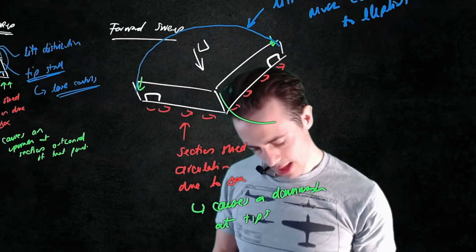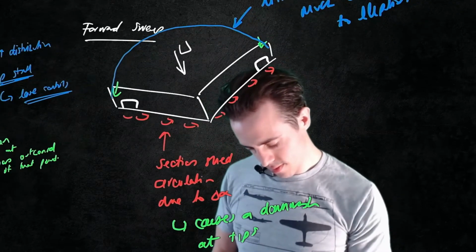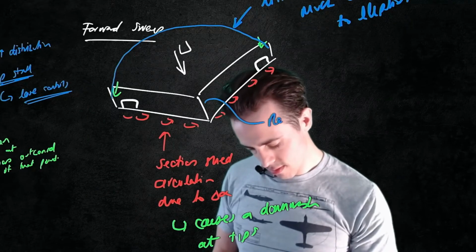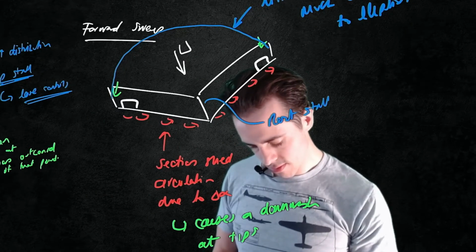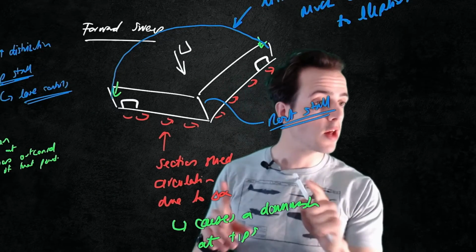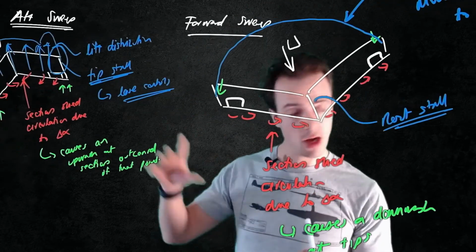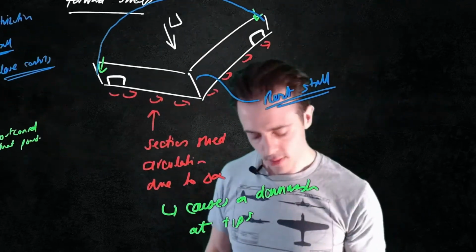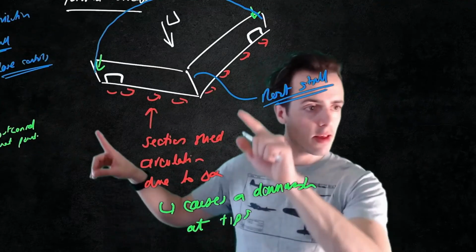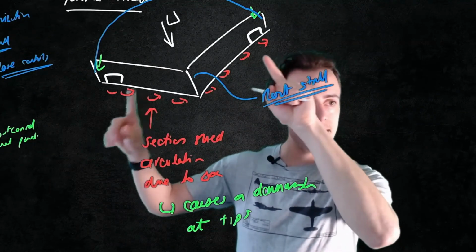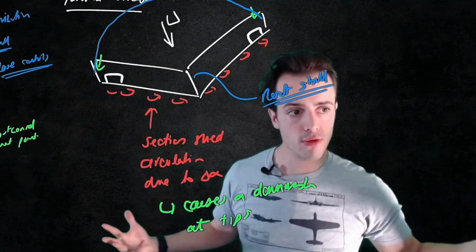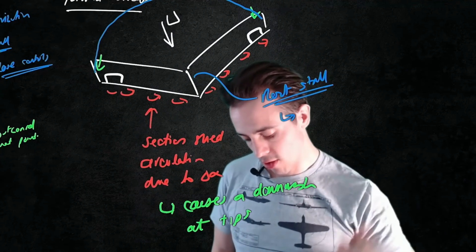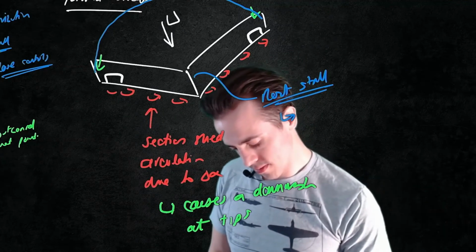Let's draw this in the same colours as I did before. So we have a root stall that occurs with forward sweep, unlike with aft sweep where we have a tip stall. So if we have a root stall, what that means is that the ailerons are still in attached flow. So we have nice controlled, nice controllability post stall.